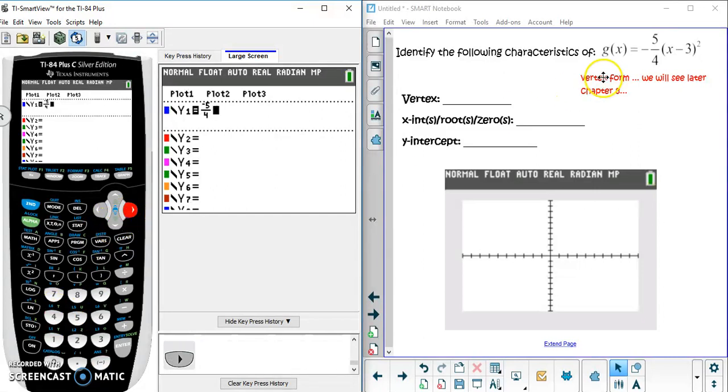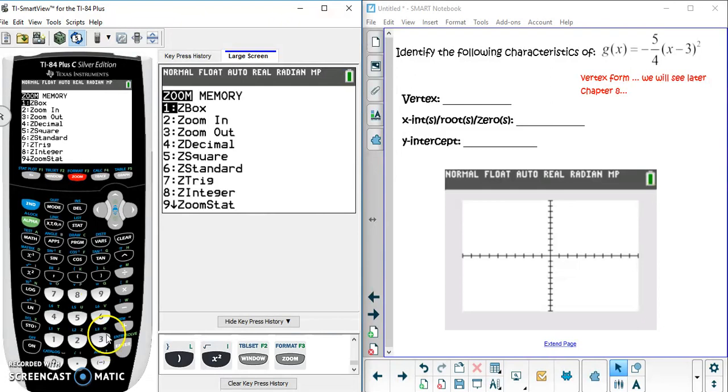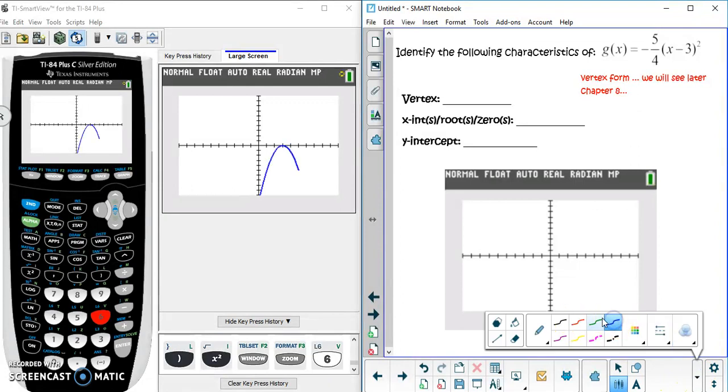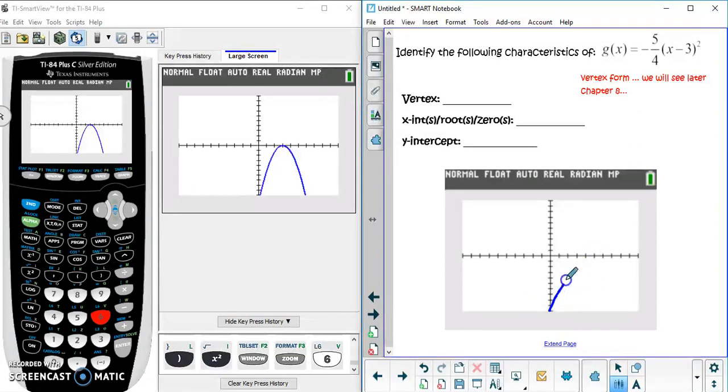-5/4, and then we have parentheses x minus 3 and another parentheses squared. Now my window is the same, but it's always a good habit to start with that zoom 6. And then we're going to draw the parabola on our notes. Mine is coming in orange here. And again, just be as accurate as you can right now. So it's something like that.